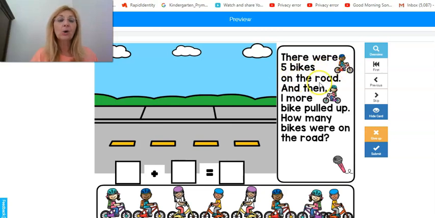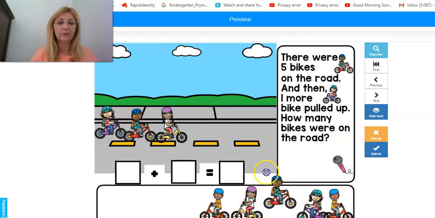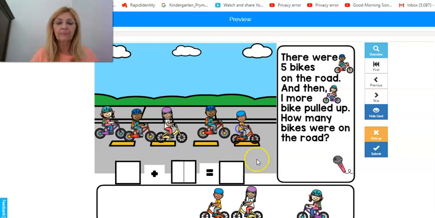bikes on the road. And then 1 more bike pulled up. How many bikes were on the road? So how many bikes in all? So we started out with act it out. What does it say? There are 5 bikes. So we could get 5 bikes on the road. 1, 2. This must be a road for bikes because we don't normally ride our bikes on the roads. 3, 4, 5. One's going this way.